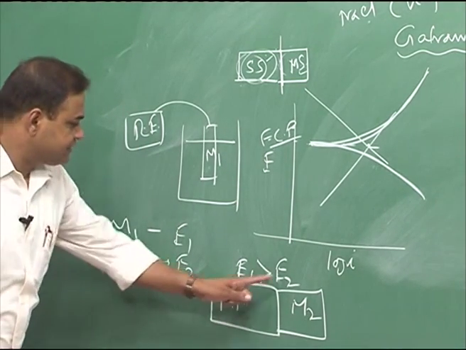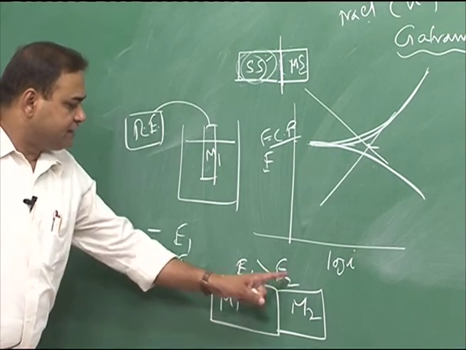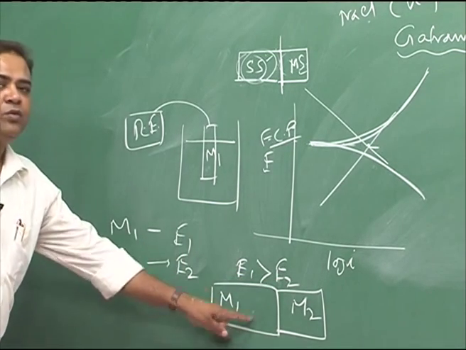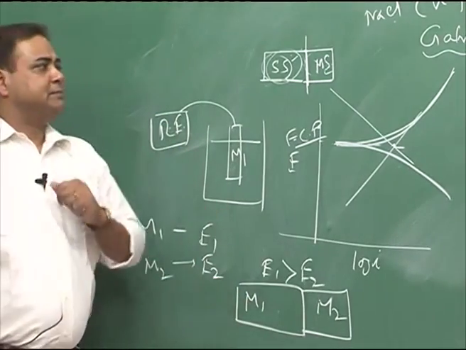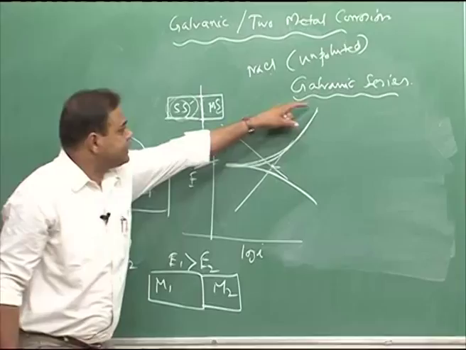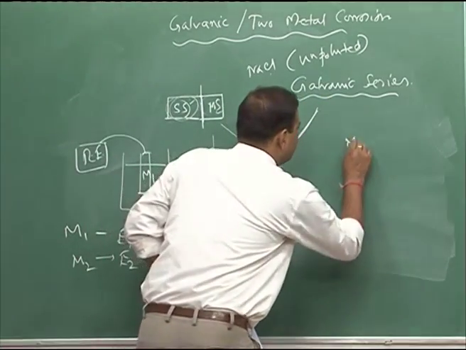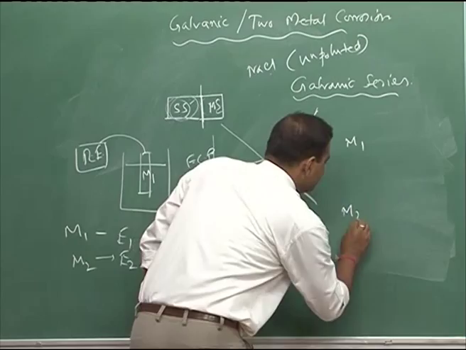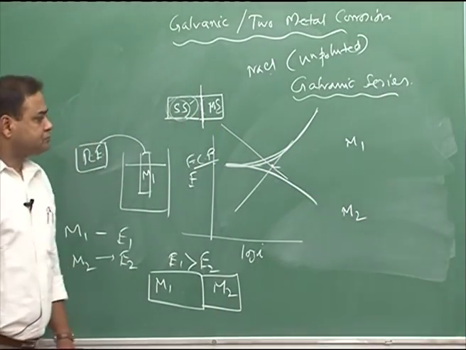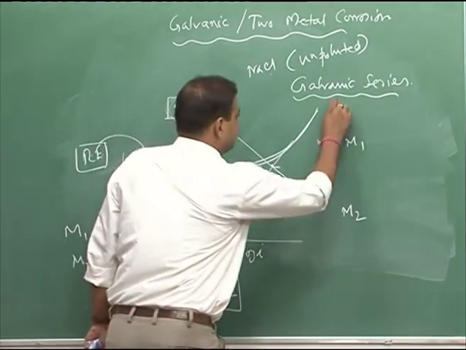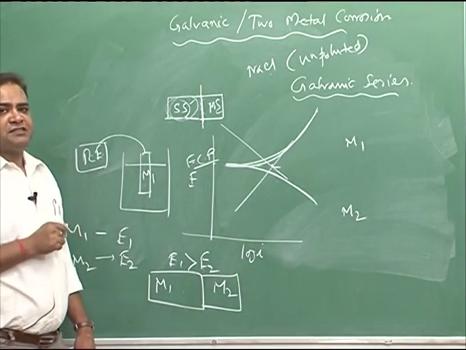Since E1 is greater than E2, the reversible reduction potential E1 is greater than E2. So, this one will be noble in the galvanic series and this one will be active in the galvanic series. So, if we would like to put it in the galvanic series, then M1 would be on top and M2 would be below this M1.